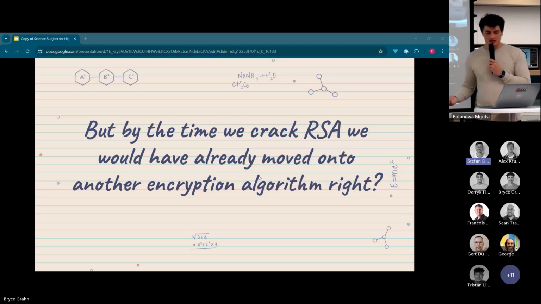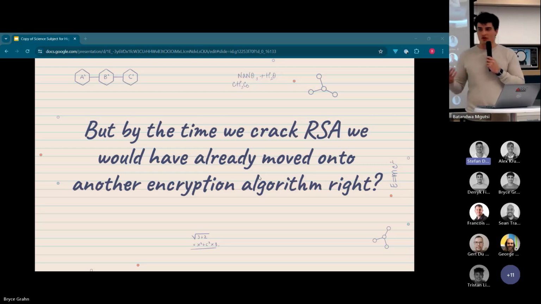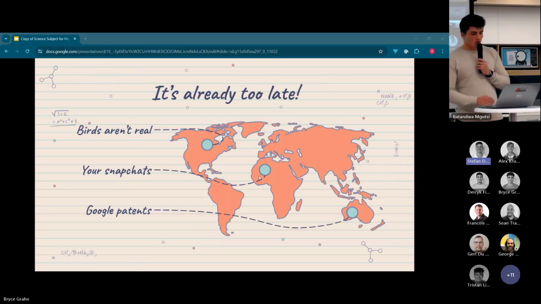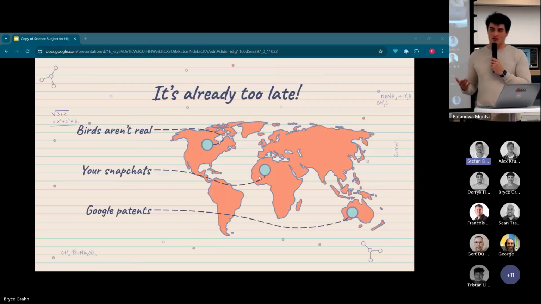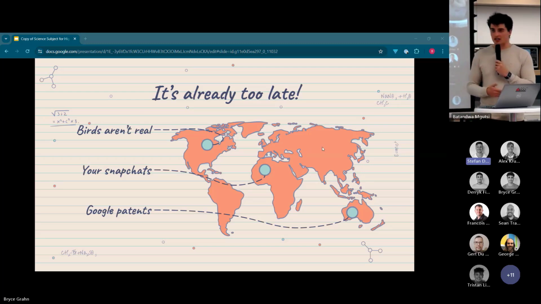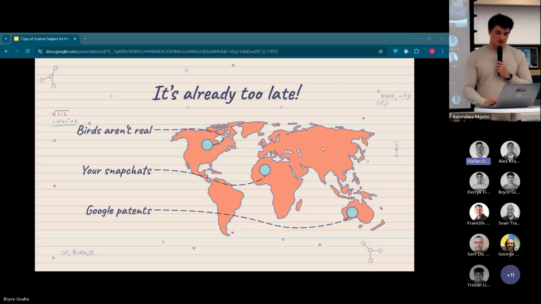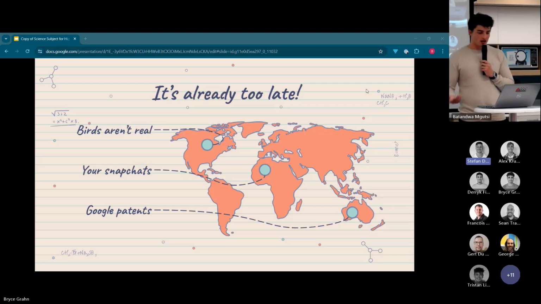But you may ask, by the time we crack RSA, which is going to be 10 to 15 years from now, wouldn't we have already moved on to another encryption algorithm? Well, that might be true, but vast amounts of information being transmitted across the internet today will still be valuable 10 to 15 years from now. This can be patents, schematics, classified files, incriminating conversations with your lawyer, literally anything. This procedure is known as store now and decrypt later, or SNDL.